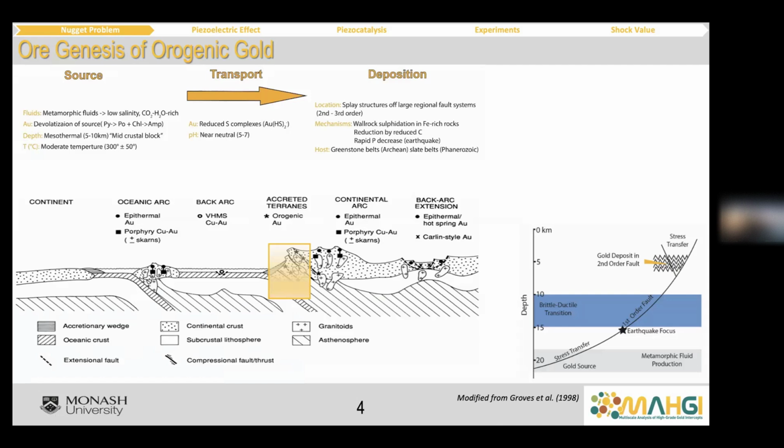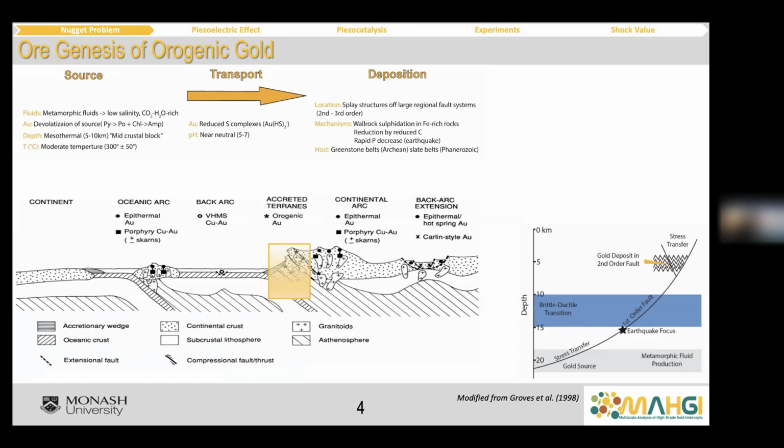So for transport, it's gold as a sulfur complex. That's great. pH is near neutral. And then for deposition, these things aren't normally on big first order regional structures. They like to be on higher order things, splay faults like that. And the mechanisms that we think make gold occur, I mean, there's stuff like wall rock sulfidation, of course. So if you had reaction of an iron-rich rock, you could, let's say, turn magnetite into pyrite, and let gold come out. It doesn't have a sulfur ligand.